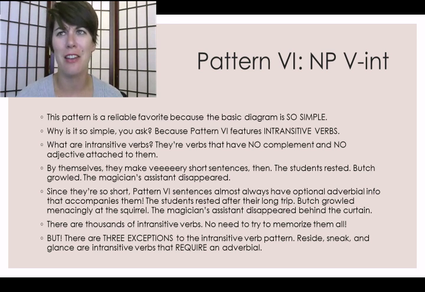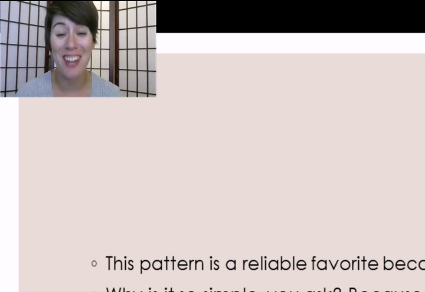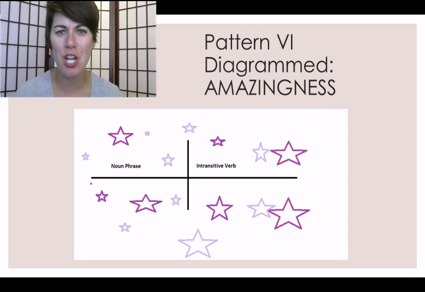Another thing that I love about pattern 6 is how beautiful and incredible its diagram is. Check out how incredible this diagram looks. Boom! It's so simple! Just the noun phrase and the intransitive verb, that's it. All those purple stars are optional. I just love this pattern. It doesn't get any simpler than that when you're diagramming sentences, and that is simplicity. That is something we will put a premium on moving forward.